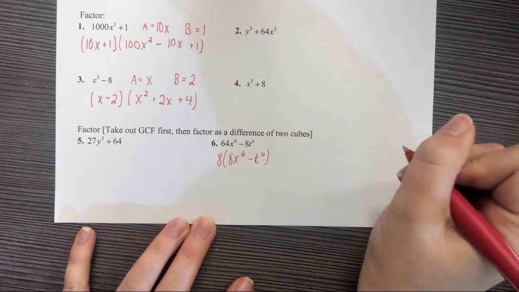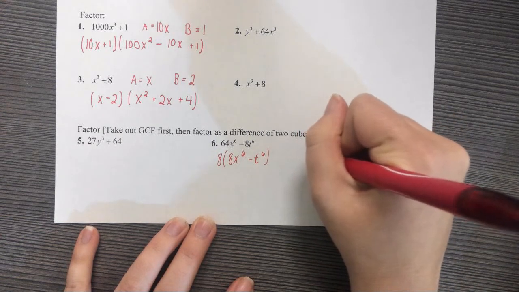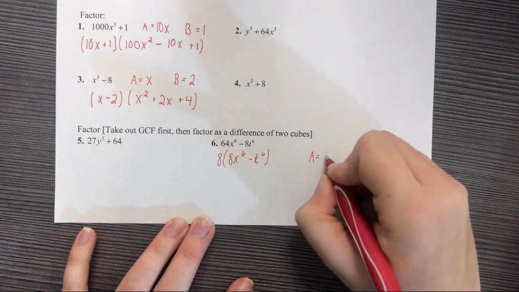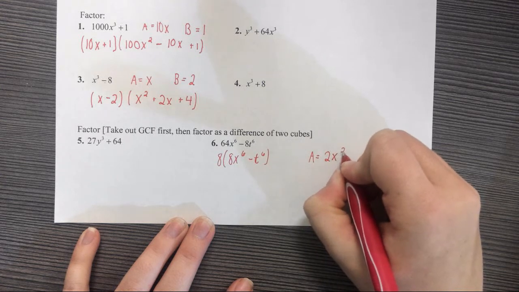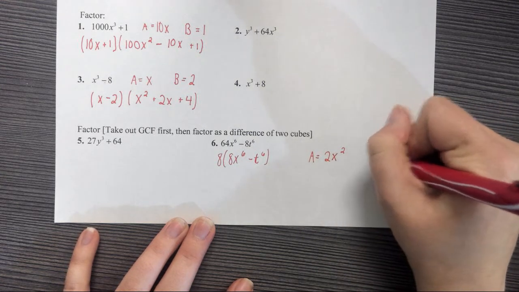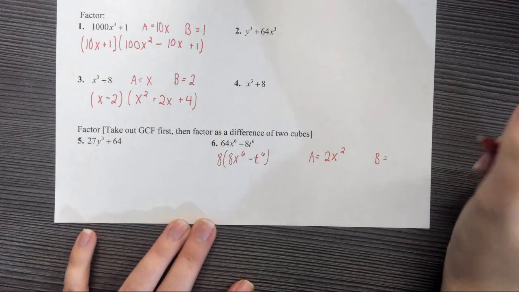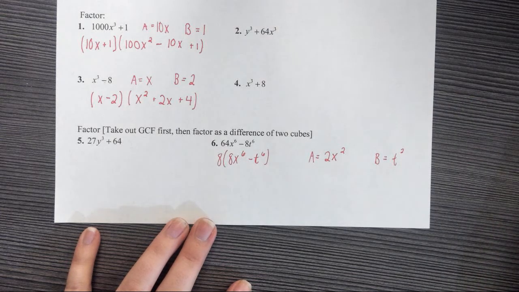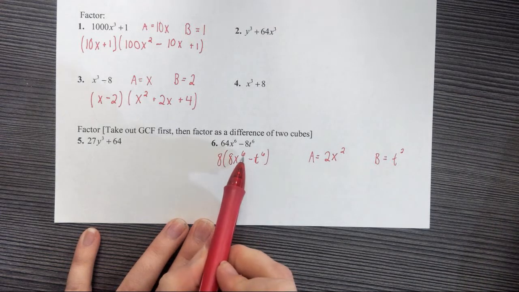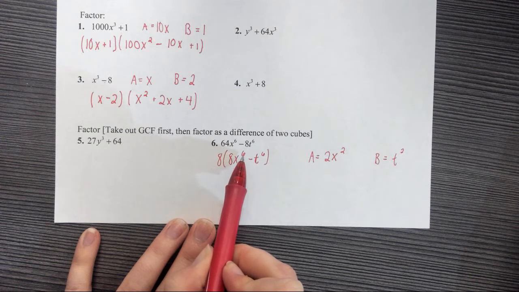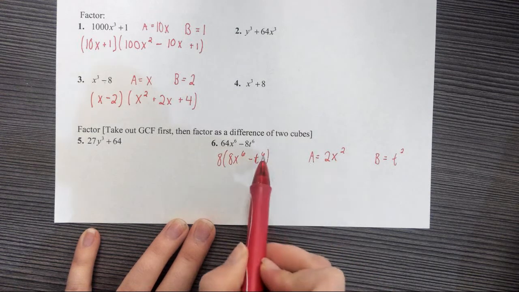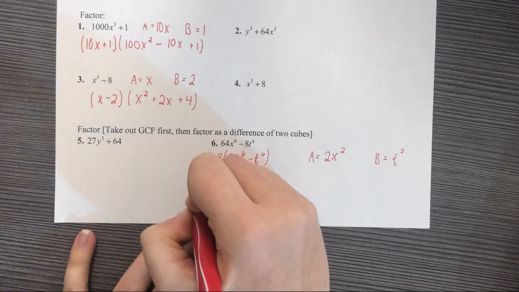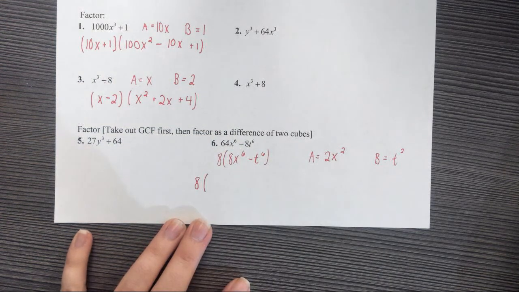So you have to factor out your GCF first, then I can find my a and my b. So I can take the cube root of 8x to the 6th, and that's going to be 2x squared. And then my b value is the cube root of t to the 6th, so that's just going to be t squared. So when you take the cube root of an exponent, you're dividing it by 3. So 6 divided by 3 is 2. So I still have to bring down my 8 that I factored out. Don't let it disappear. You're still going to need it.